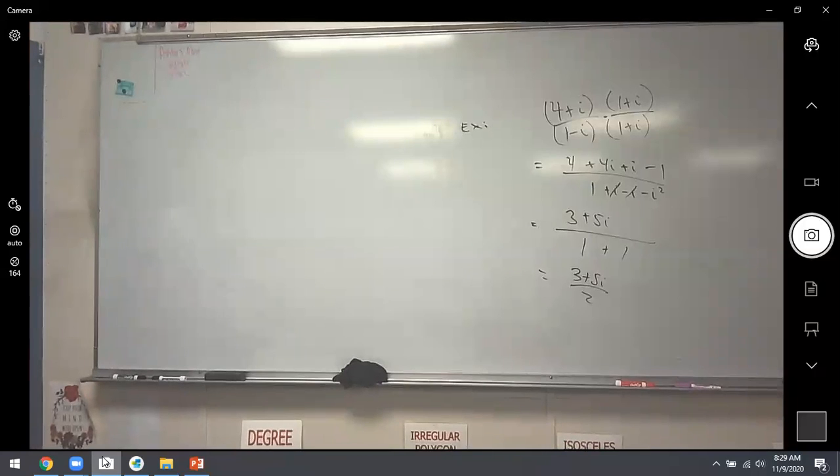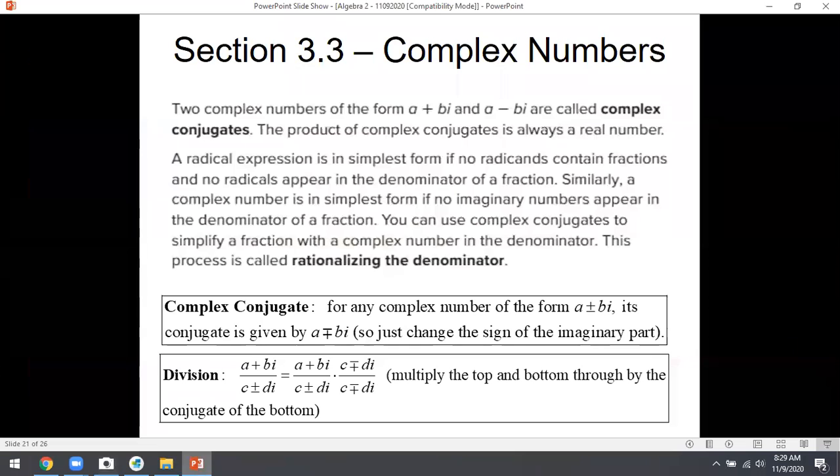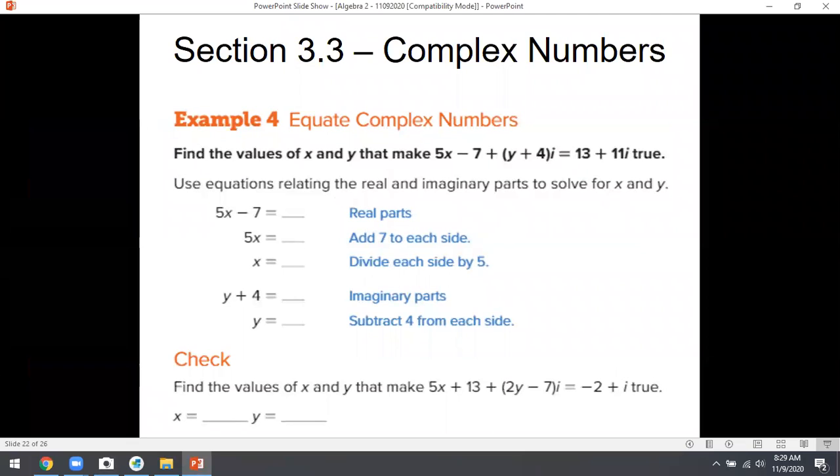And we've accomplished our mission. Our mission is to make the bottom pretty. The bottom is nice and pretty. It's not got any i's or anything like that. That's why we're multiplying the top and bottom by the conjugate of the bottom. Very, very important. All right, now they're going to throw some other kinds of problems at you too.